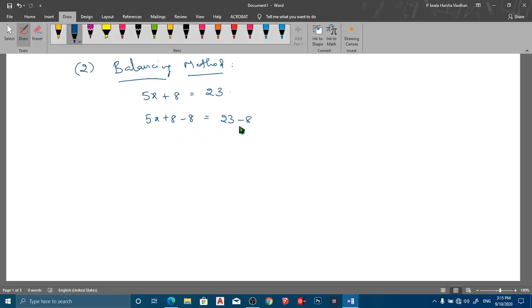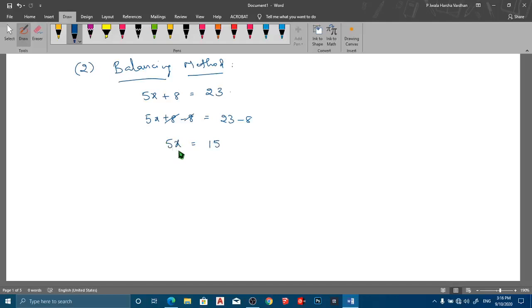It will not change the value of the equation if you do the same operation on both sides. If you add 8 in the left side, you should add 8 in the right side also. If you subtract 8 in the left side, you should subtract 8 in the right side also. Then only the equation value will not be changed. After subtraction, 8 and minus 8 get cancelled because 8 minus 8 is 0. You will get in the left side only 5x is equal to 23 minus 8, which is 15.